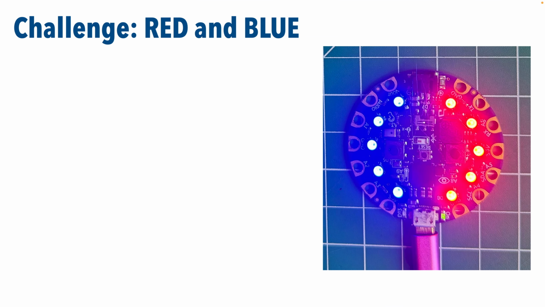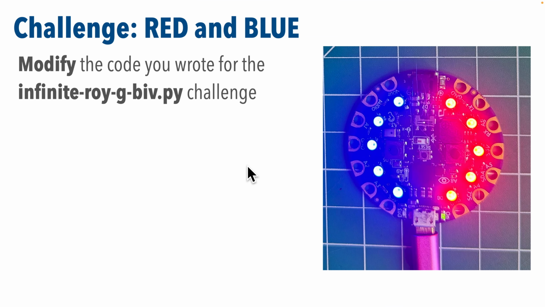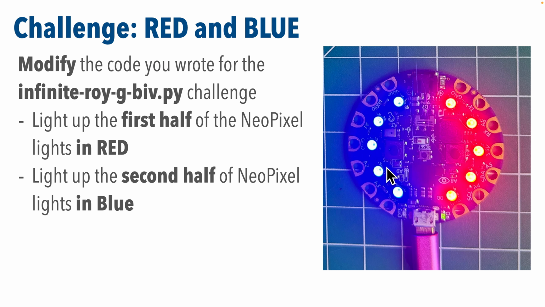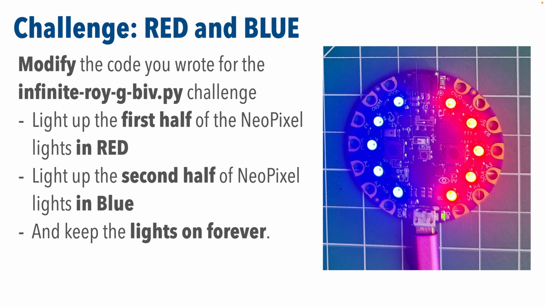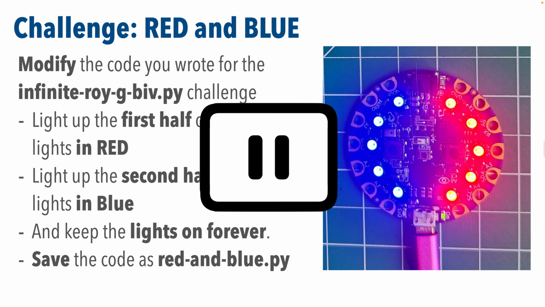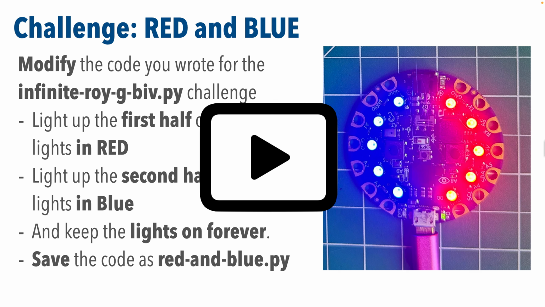This is the red and blue challenge. Get out of the REPL and work in code.py and write code to light up half of the pixels in red, half of the pixels in blue, just as you see here, and leave the lights on forever. Save your work as red-and-blue.py. You should be armed with the skills to make this happen. So pause. And when you think you got it, resume.